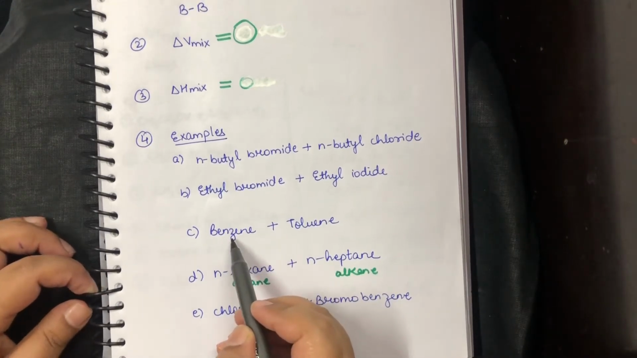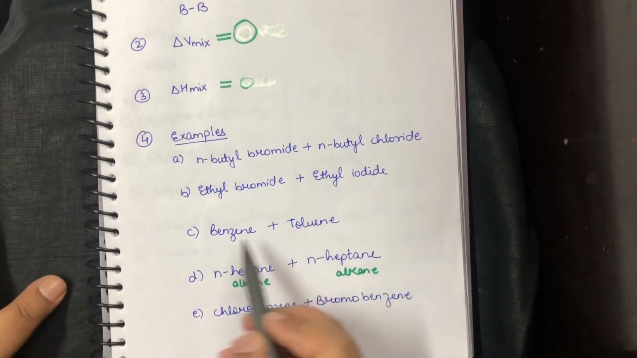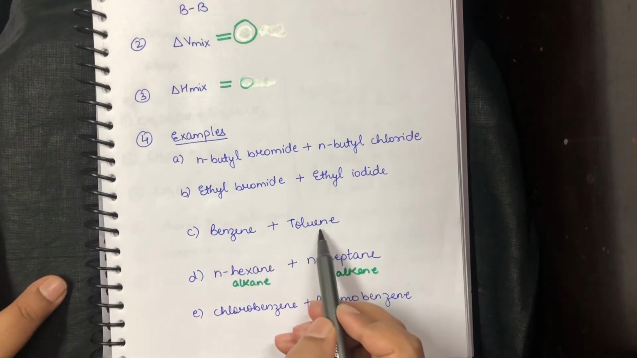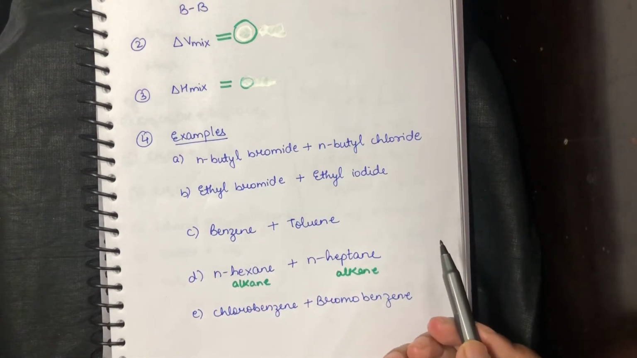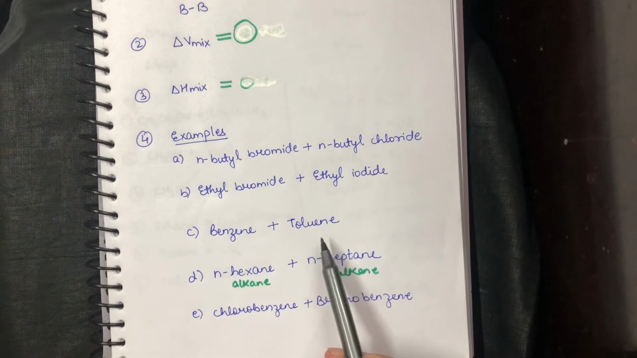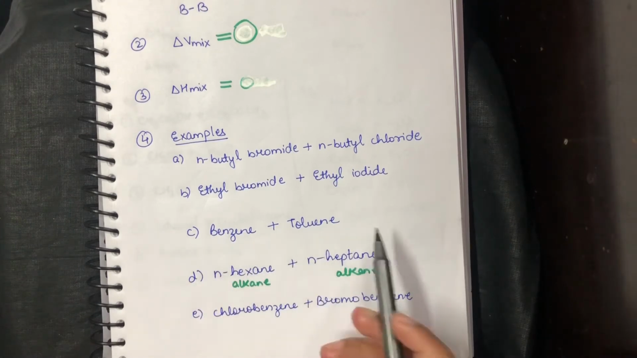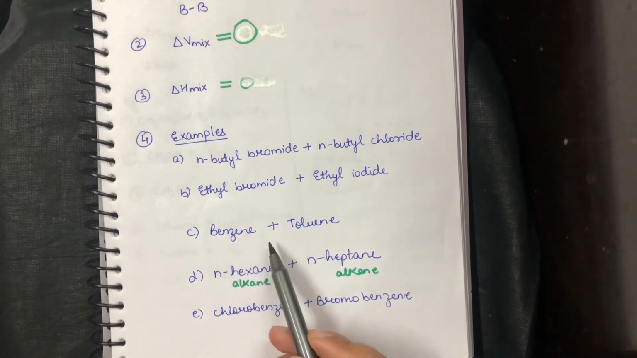Similarly, if I'm talking about benzene and toluene, they both are aromatic hydrocarbons, so again the interactions here are going to be van der Waals forces of attraction.